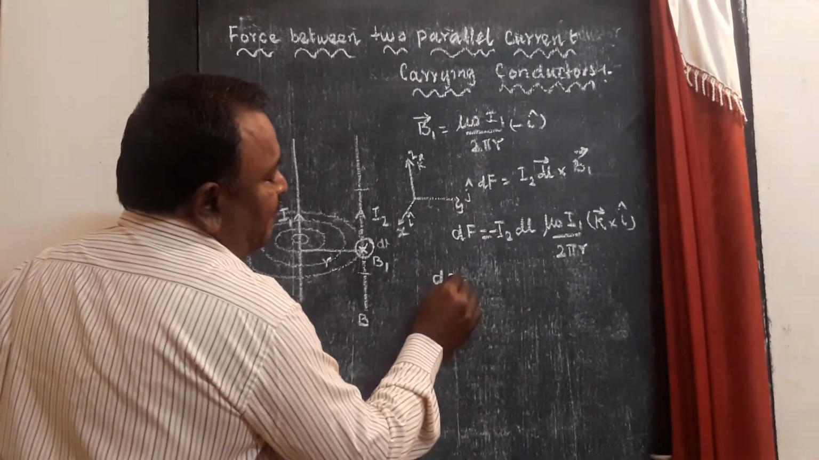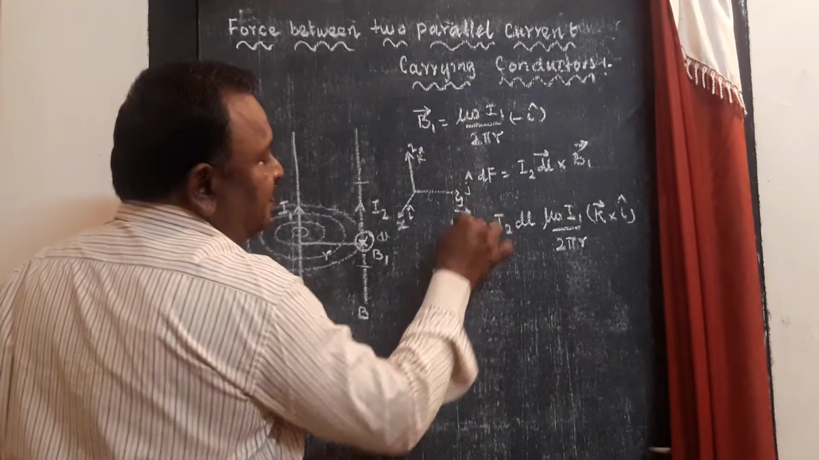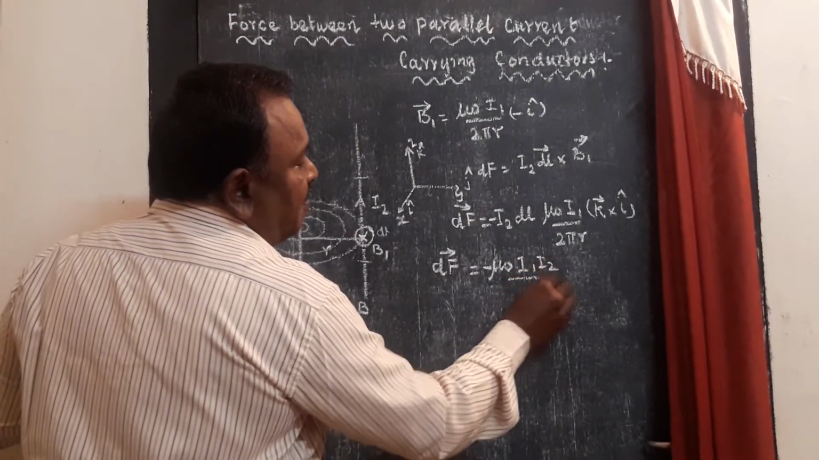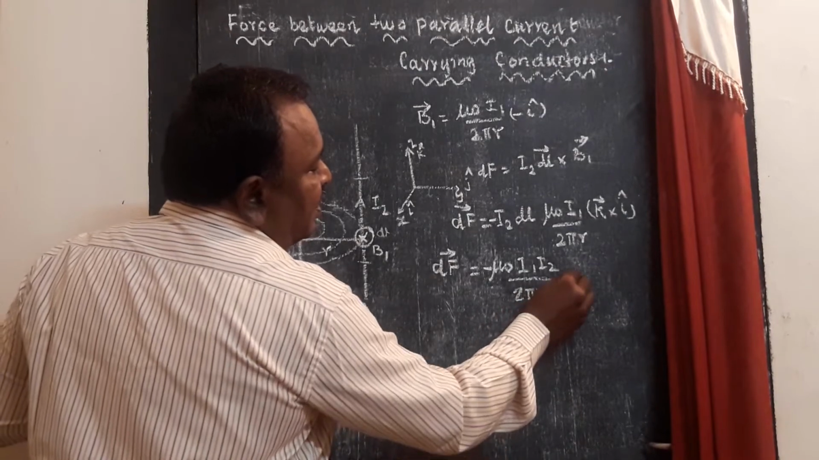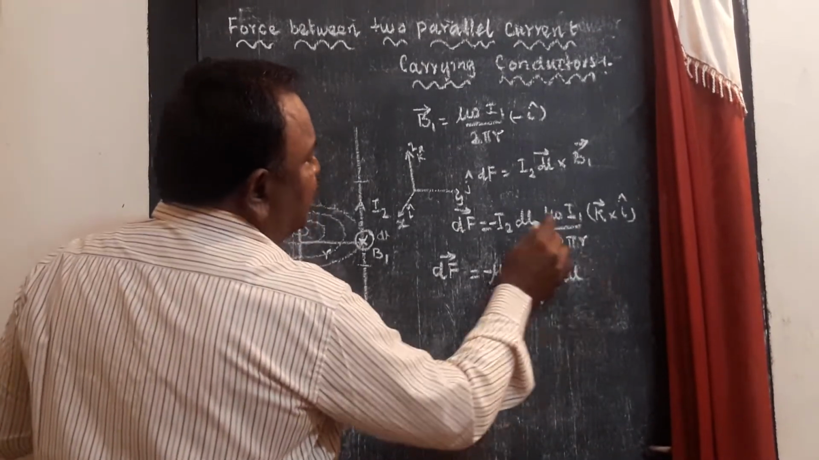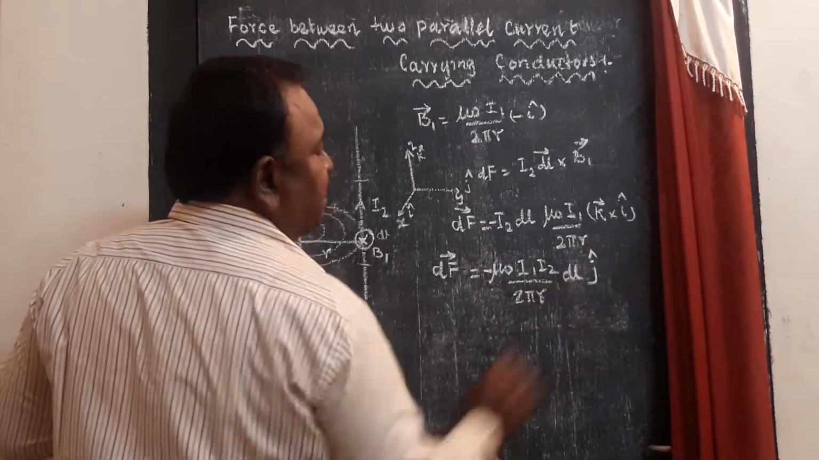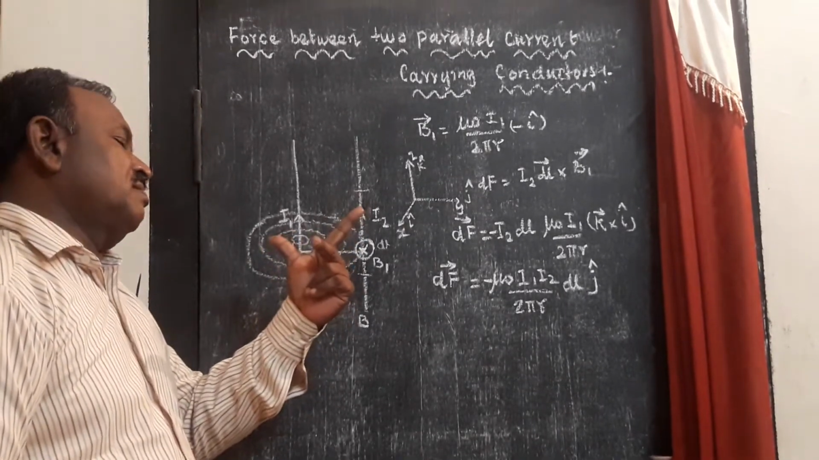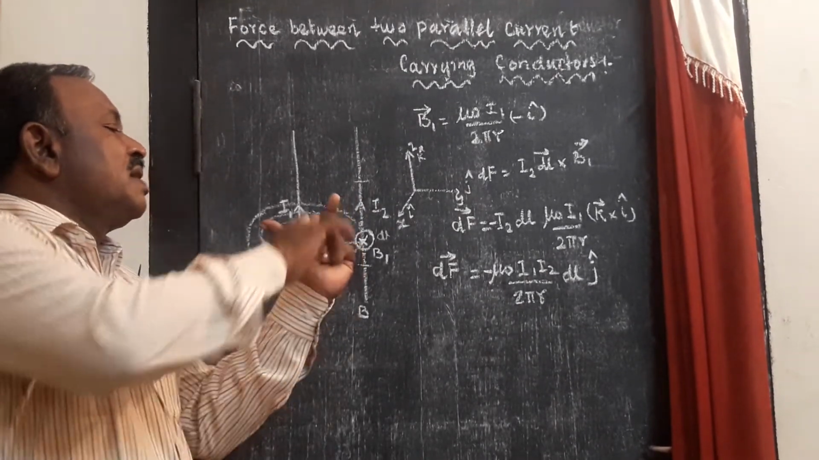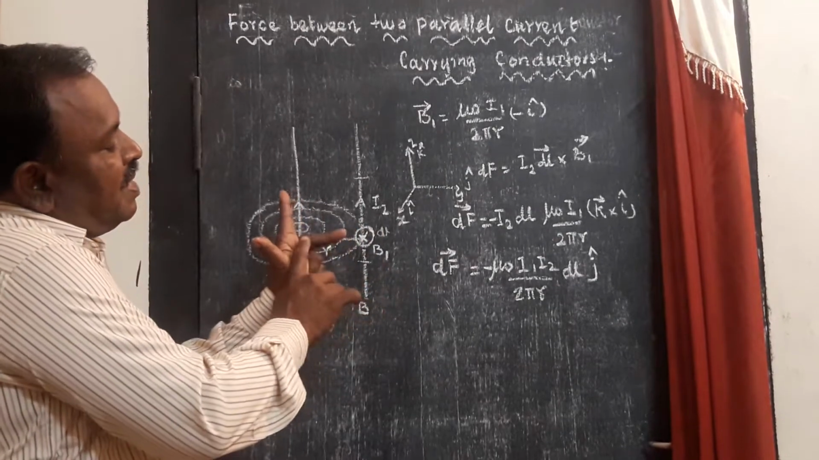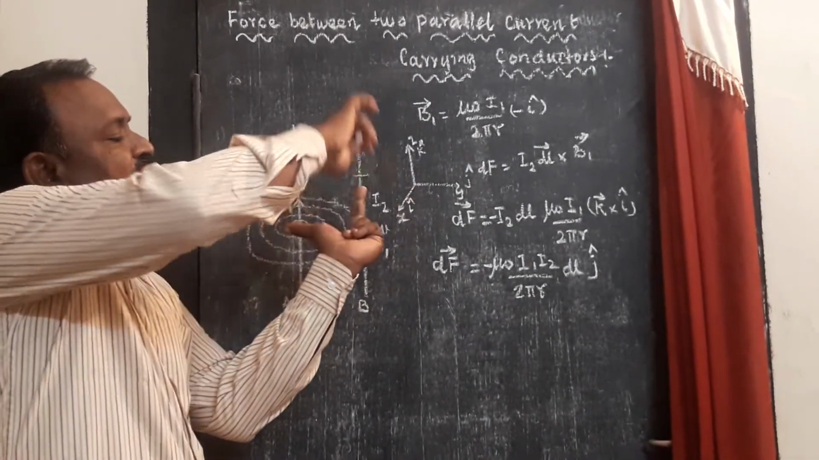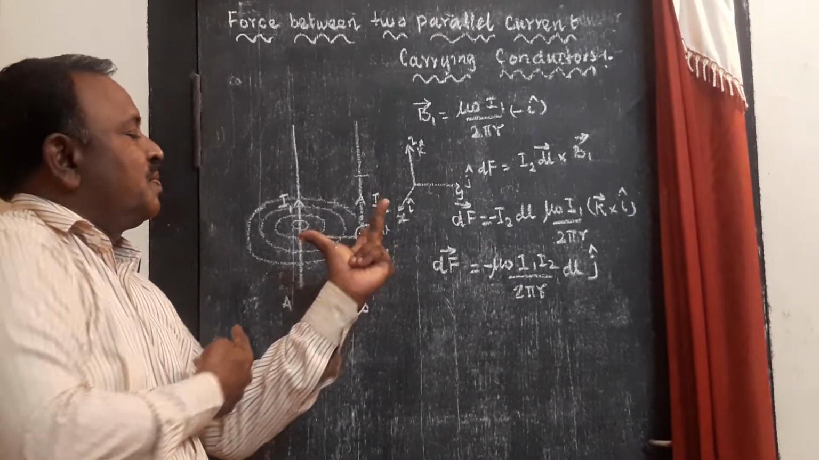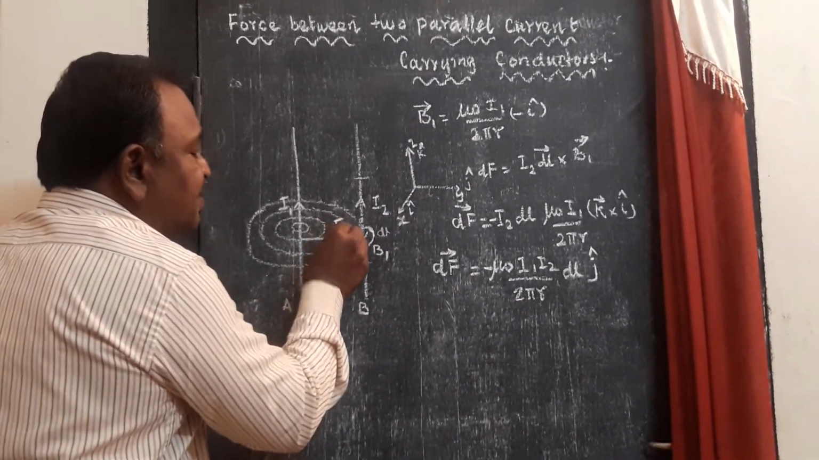This will give dF vector is equal to mu naught I1 I2 by 2 pi r into dl into j cap. The direction of the force is obtained by using Fleming's left hand rule. When we apply Fleming's left hand rule, the middle finger represents the direction of the flow of current. This is the direction of the flow of current, this is the direction of the magnetic field and this is the direction of the force. So, force is acting in this direction.